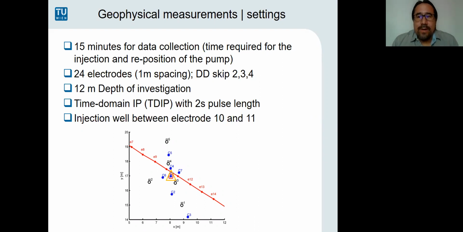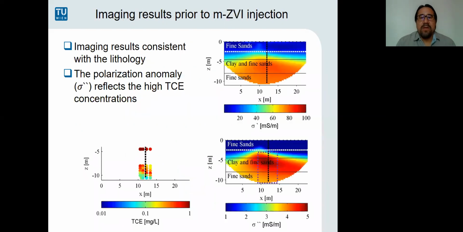This experiment took place inside of an industrial area. So we decided to go for time domain induced polarization measurements with 2 seconds pulse length. We used 24 electrodes with 1 meter separation. So one of the first challenges is the spatial and temporal constraint: how much time and how much space we have for our data collection.